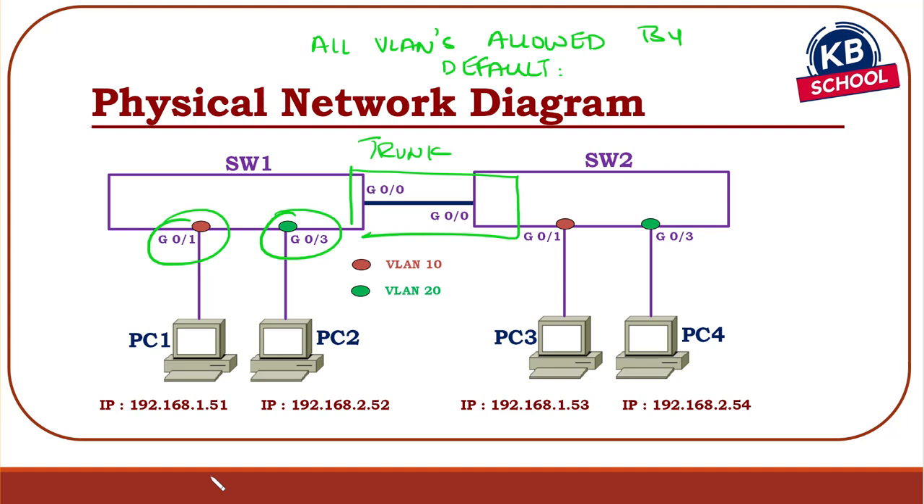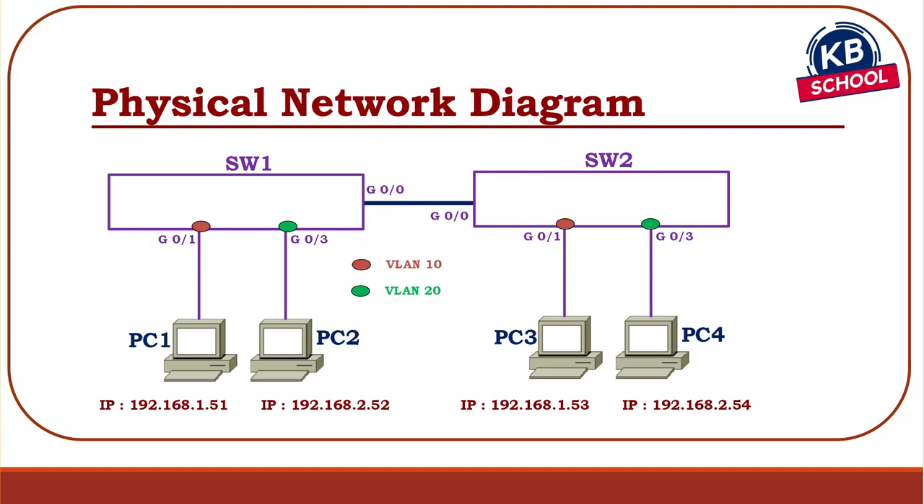Now what we're going to do is take a look at how to connect these VLANs to each other. So right now I have two isolated VLANs. Although they can talk within the VLAN, PC1 can talk to PC3 in VLAN 10, and PC2 can talk to PC4 in VLAN 20, they cannot talk to each other, and that's where inter-VLAN routing comes up.